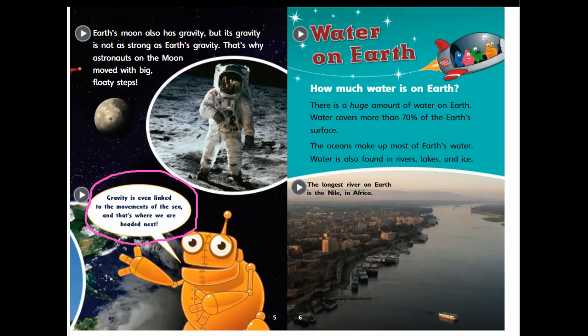It's still important to read these speech bubbles because this is where you may find some information that you think might be hidden or is not worth looking at, but it actually is, because it is just a fun way of giving us more information. So it says gravity is even linked to movements of the sea, and that's where we're headed next. So this is talking even more about gravity and how it's linked to the sea. And we're going to continue learning about the sea in the next chapter.